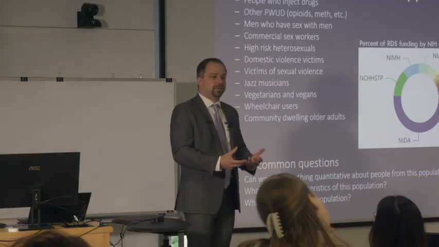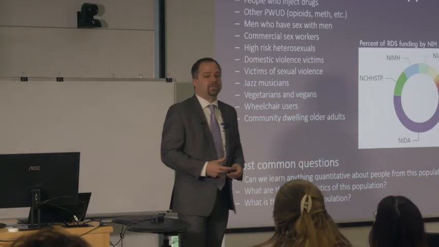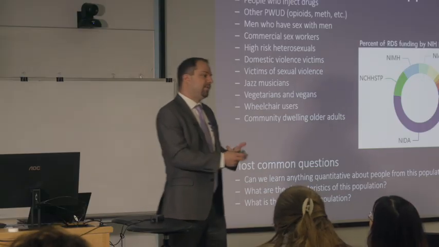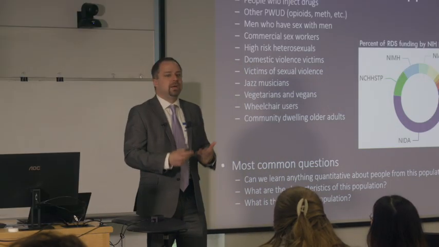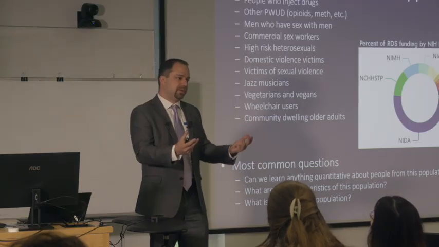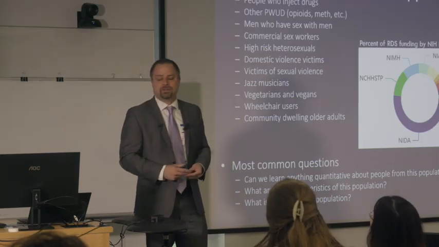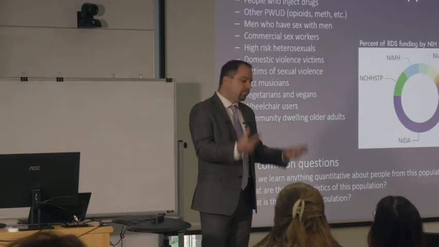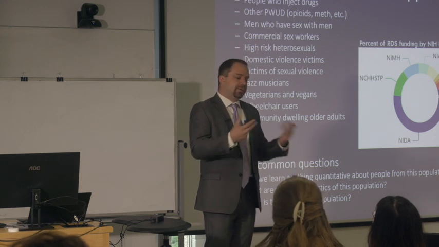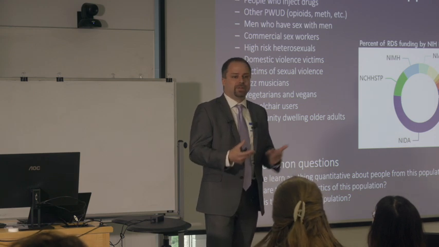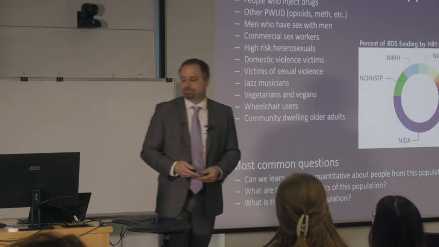I would say the modal question for RDS studies is like, what proportion of people have HIV in this population of interest? If we're interested in people who inject drugs, what proportion of them have some STI of interest or bloodborne infection of interest? If we're interested in people who are jazz musicians, there might be a question of like, what proportion of them are living on the streets, that sort of question.